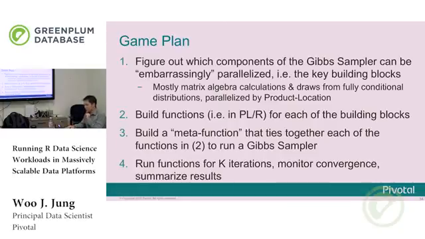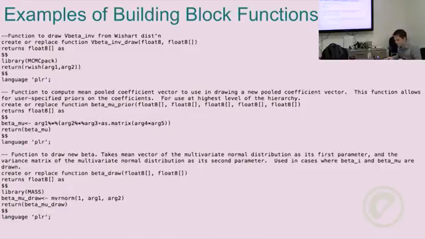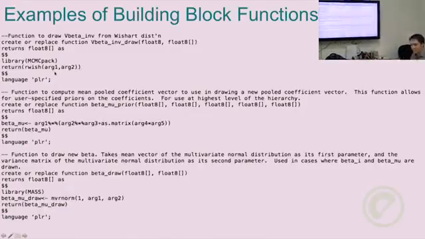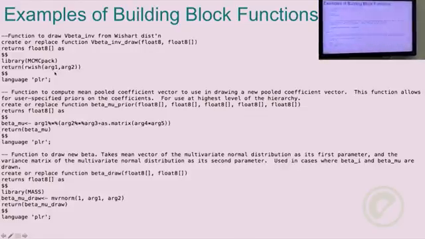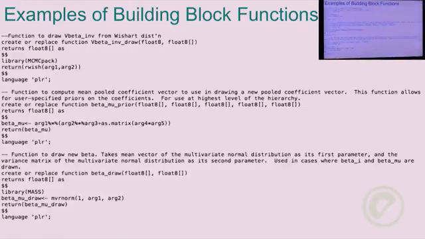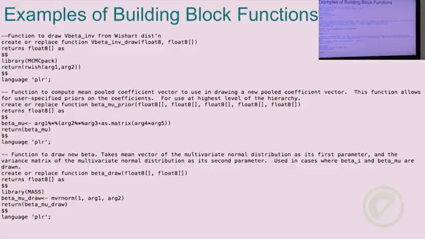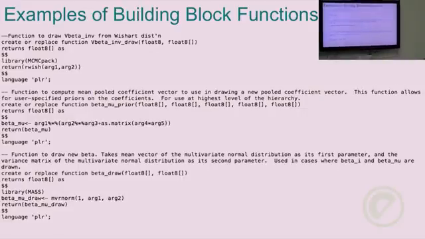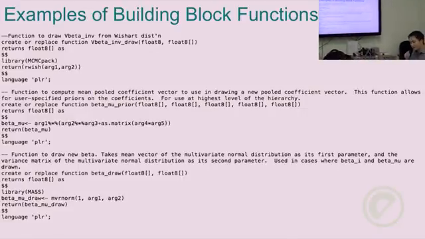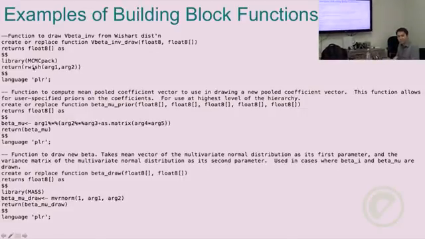Now, I mentioned building block functions, and here are some examples of what we mean by that. One of the building block functions that you'll need in a Gibbs sampling routine for hierarchical Bayesian modeling is to sample from the Wishart distribution. R conveniently has a function called rwish, which draws random samples from the Wishart distribution. And so that can be parallelized, and because it can be parallelized, we've defined a PLR function, a building block function that serves that purpose, right?